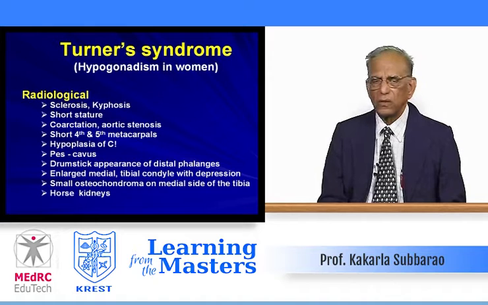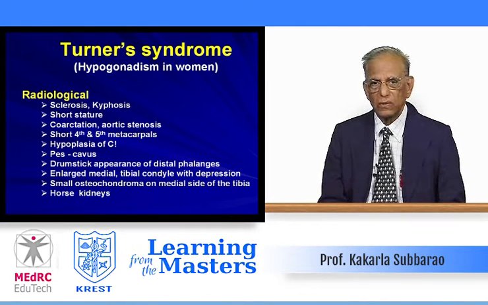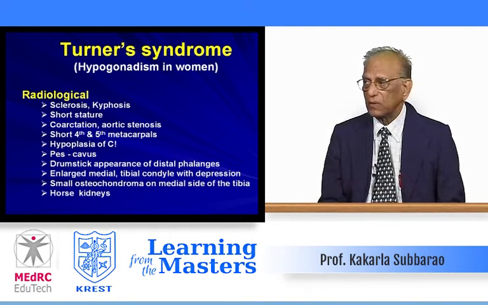And then radiologically, what do you find? Sclerosis of bones, kyphosis, short stature in the chest, coarctation of the aorta, aortic stenosis.